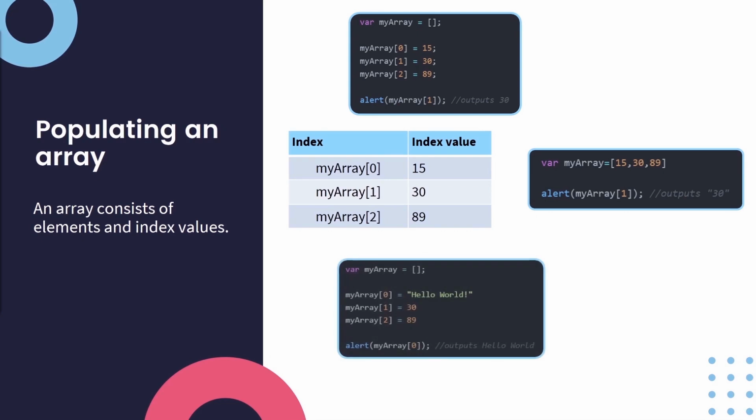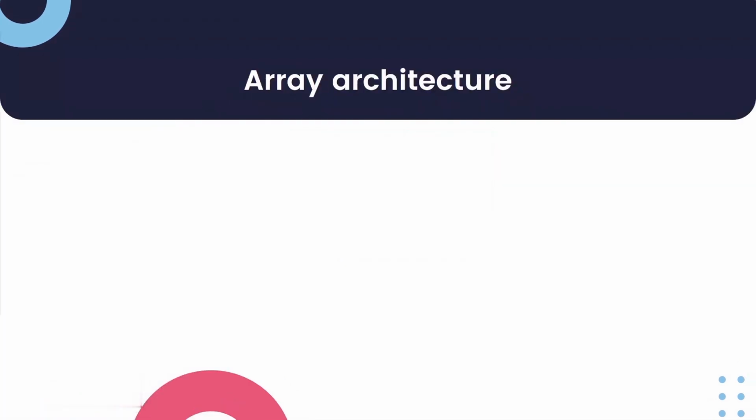And then lastly, in our final example here, we have a blank array, and we're actually mixing numbers as well as one string. So we've assigned index 0 a value of hello world, which is a string, and the last two, we've actually assigned numbers. So if we alert myArray index 0, then we'll actually get an output of hello world. Pretty awesome, right?